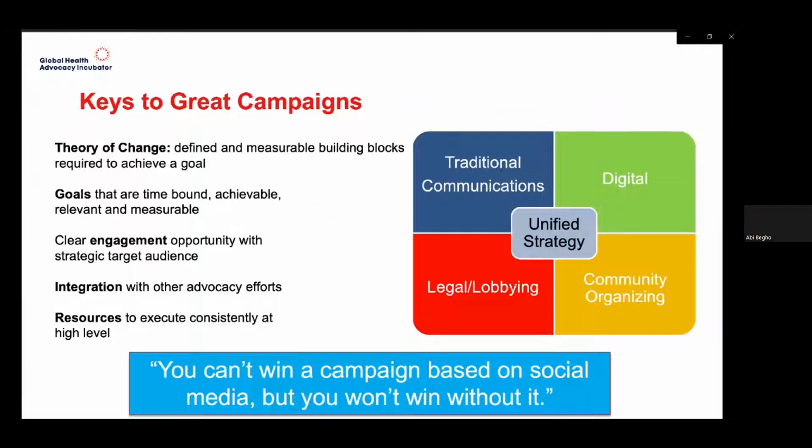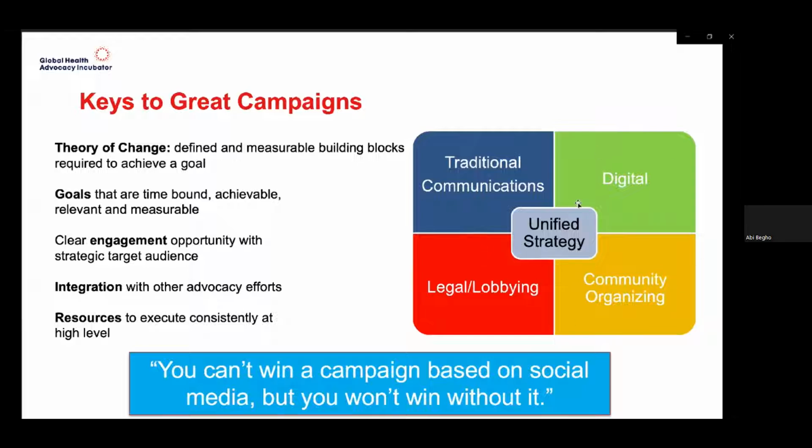What I will also say is that the thing about digital is that it's one key to a great campaign. What we've got here are building blocks that all work together. You've got goals that are time-bound, achievable, relevant, measurable, a clear engagement opportunity with a strategic target audience, integration with other efforts, and resources to execute consistently. So as you can see here, you have all the pieces together. Digital has to work with traditional communications. It's got to work with legal and lobbying. It's got to work with organizing. It all has to be unified.